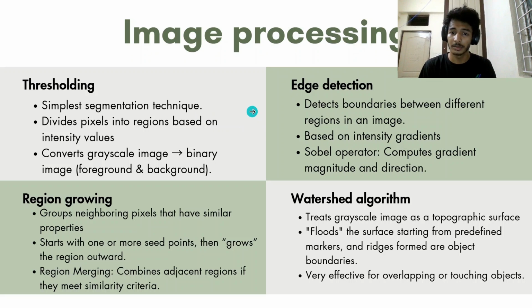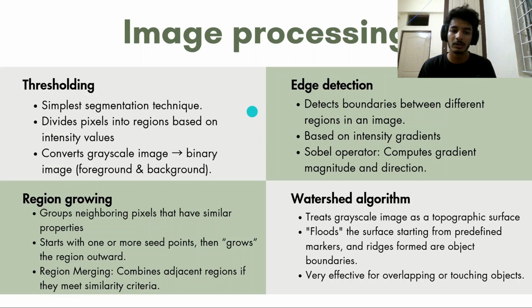Moving on to edge detection. It detects boundaries between different regions in an image based on intensity gradients, like rapid changes in pixel level, which are basically edges. You can see that whenever the color changes or there's a change in an object, there will be a rapid change or difference in the value of the pixel.